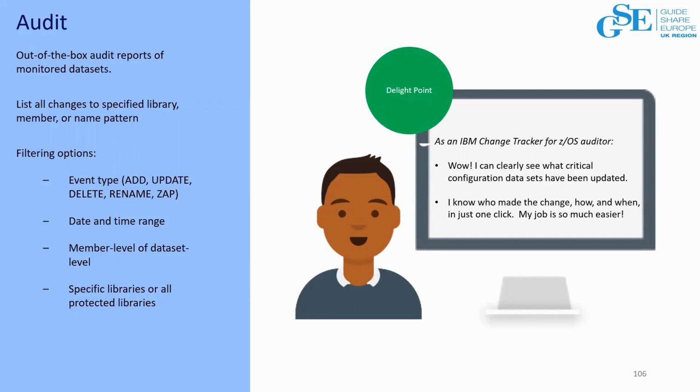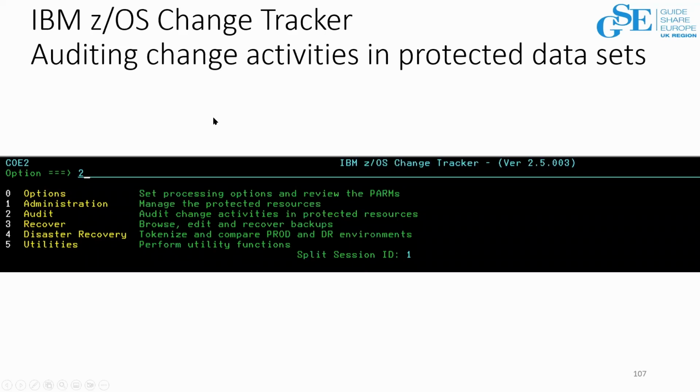There's out-of-the-box reports that he can run. It allows filtering on event type, whether it was an addition, an update, deletion, rename, a zap, and the date and time range, if he wants to limit it down, let's say, to a 24-hour period or less. He can then select particular members or all members, and then also specify what libraries he wants to look at as well. So using ISPF, that would be option 2.